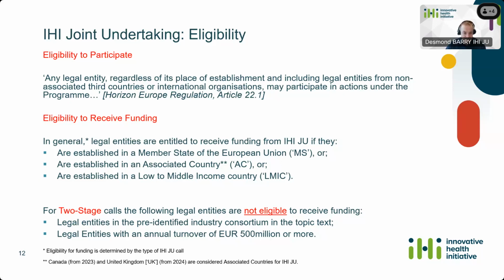So we basically say that you are not eligible to receive funding if you are one of those legal entities, normally companies, in the pre-identified industry consortium that are listed in the topic text. This is clear. But there's also an additional requirement, which is that legal entities with an annual turnover of 500 million or more are also not eligible to receive funding. So academics are fine, SMEs are fine, large companies are fine. It's just very large companies with an annual turnover of 500 million or more, and that's counted throughout the wider corporate group. That's where you may not be eligible to receive funding.